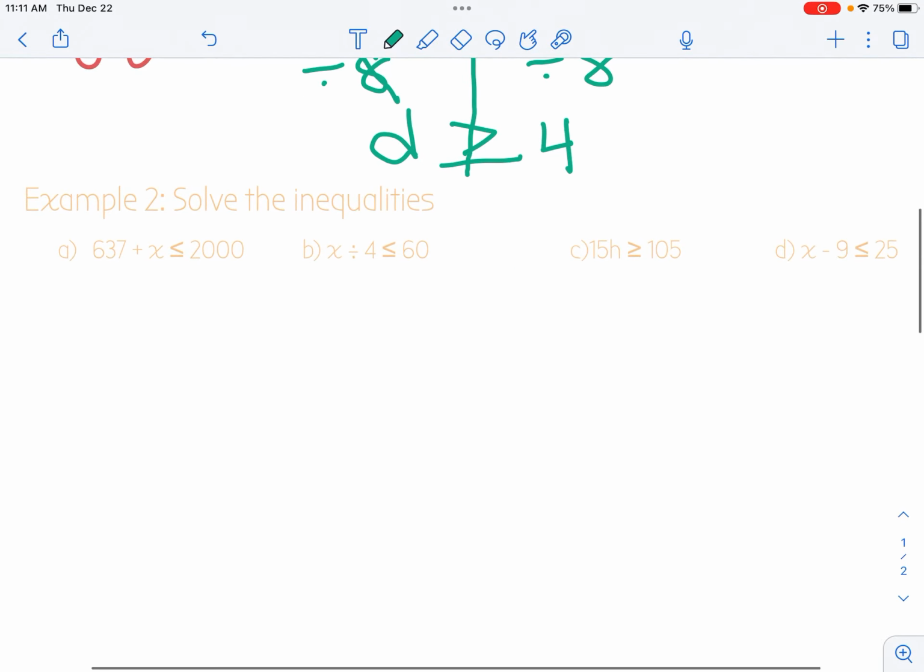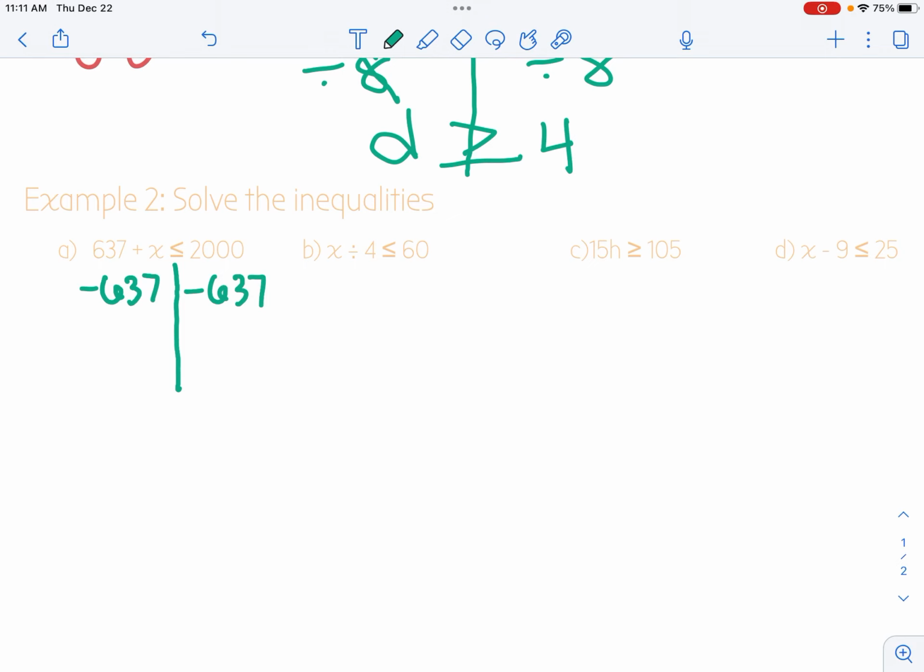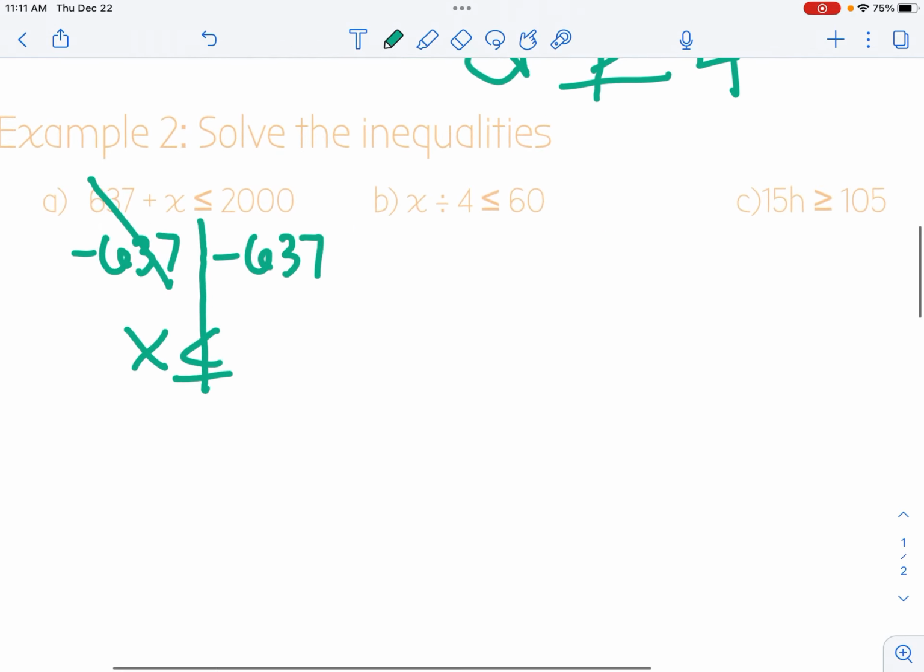All right, let's do some more practice with all 4 of our operations and solving inequalities. So I'm going to draw my line down. In this problem, my operation is addition, so the inverse or the opposite would be to subtract. So I'm going to subtract 637. This cancels out, and now I need to actually subtract here. I'm going to go ahead and line this up better so it's easier for me to see.